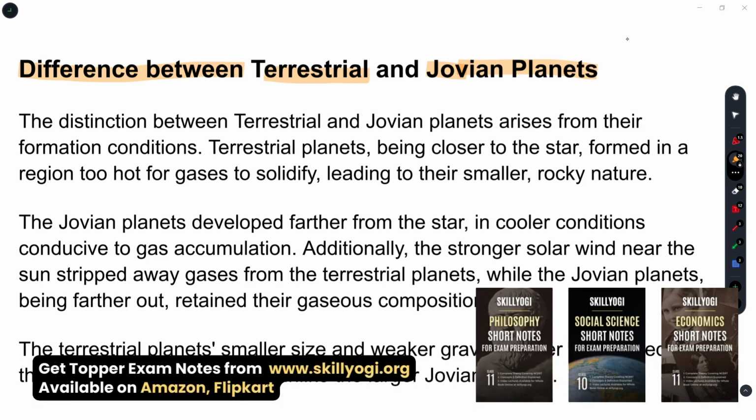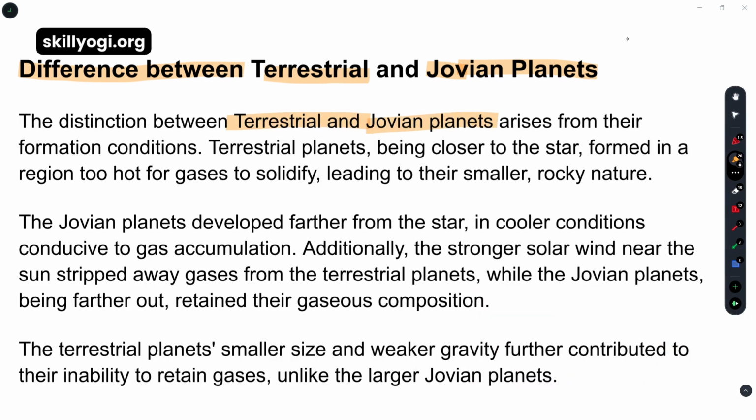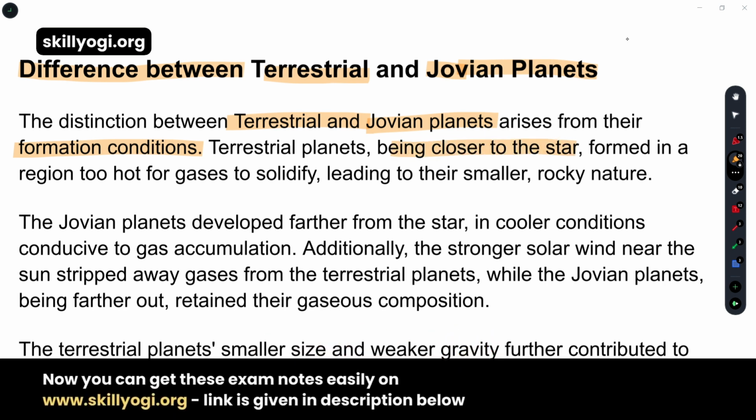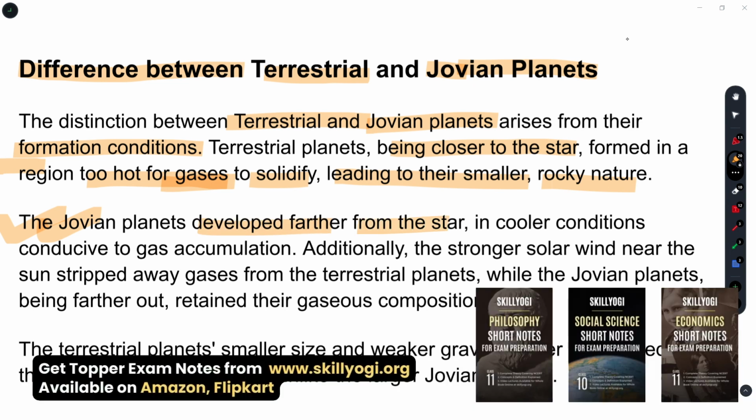So the distinction between the terrestrial and the Jovian planets arises from their formation conditions. That is the base of the differences: the formation or the sources are also different for these two types of planets. Terrestrial planets, being closer to the star, formed in a region too hot for gases to solidify, leading to their smaller, rocky nature. And Jovian planets, in comparison, developed farther from the star.